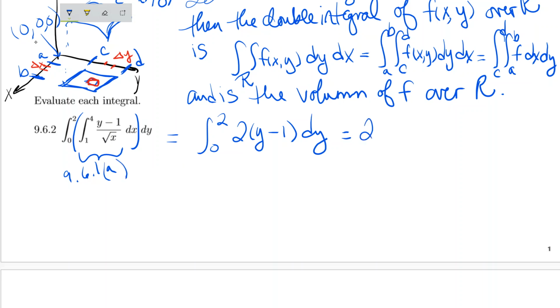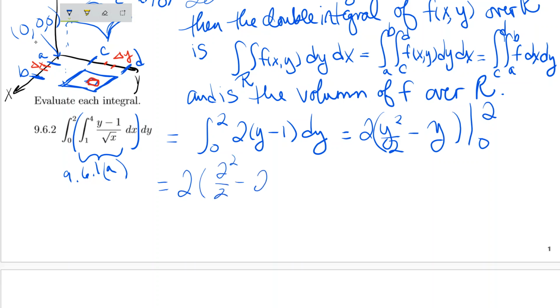As usual, we're going to add 1 to the power and divide by it, and then add 1 to the power and divide by it. I'm not dividing by 1, you can't make me. Evaluated from 0 to 2. I really want to clean this up, but I'm just going to substitute some things in. So 2 squared over 2 minus 2, minus a bunch of stuff with zeros in it.